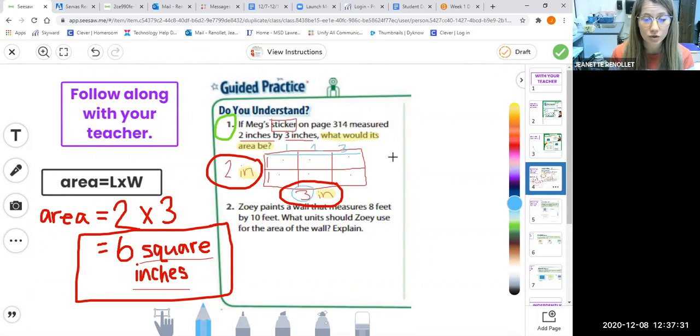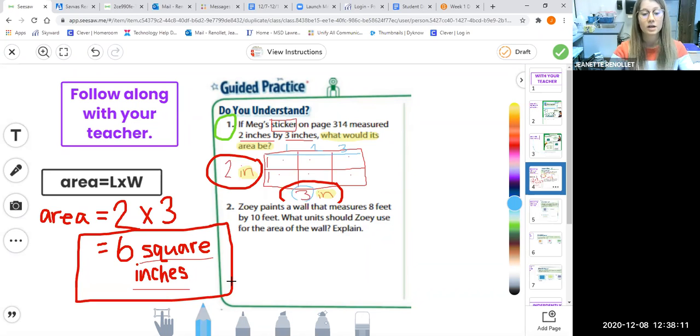We're going to try number 2. We're going to read about Zoe, and then you're going to solve to find the area. Zoe paints a wall that measures 8 feet by 10 feet. So imagine that in your brain. She has a wall and it's 8 feet long. This is about 1 foot. 8 feet long. The other side is 10 feet long. It's a pretty big wall. What units should Zoe use for the area of the wall?